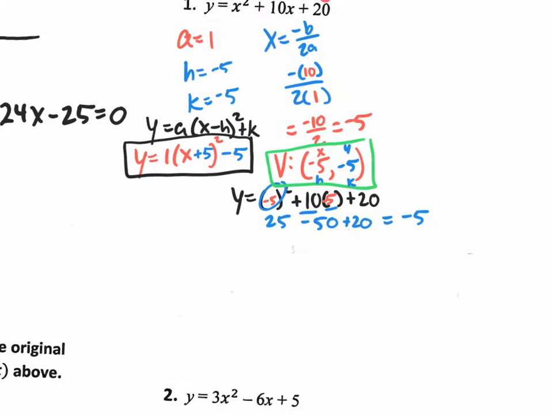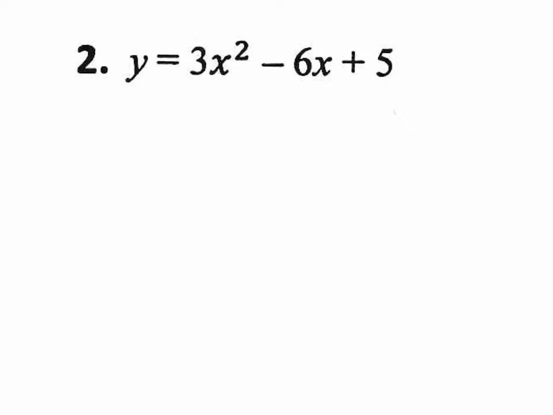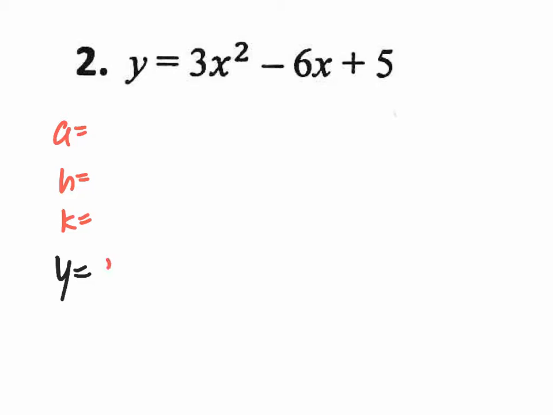Okie dokie. So let's try number 2. We need A, H, and K. Once we have A, H, and K, it'll be easy to go y equals A parentheses x minus H close parentheses squared plus K. It'll be really easy to just plug it all into this once we know A, H, and K, and we'll be done. Okay, so what's the A value? 3. How do I find H and K?